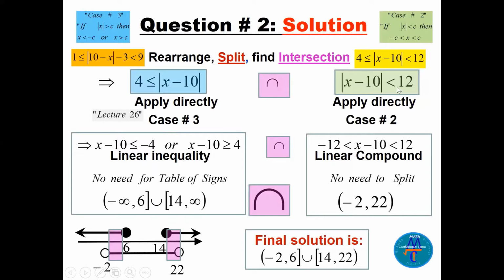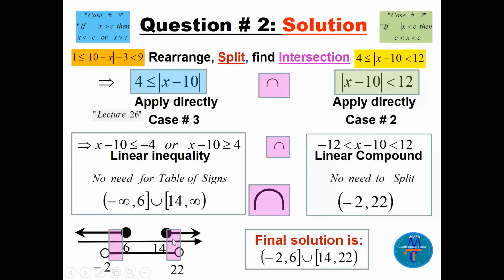Now this one here, absolute value less than 12, also lecture 26. So this is case 2. Case 2, I wrote it there. Absolute value of x less than c means x between minus c and c. So this is a linear compound. No need to split. So add 10, add 10, add 10. Open from minus 2 to 22.